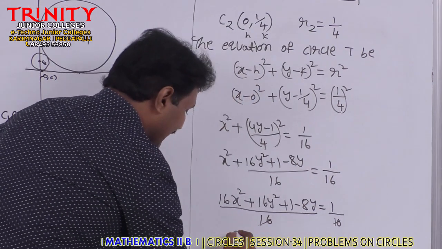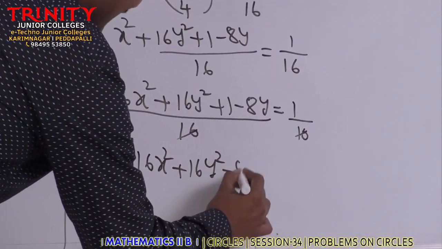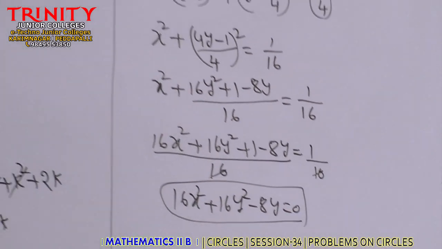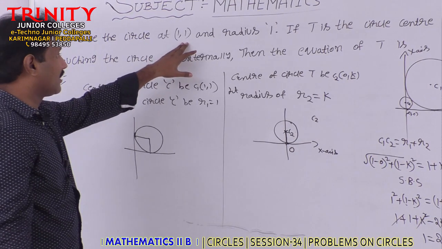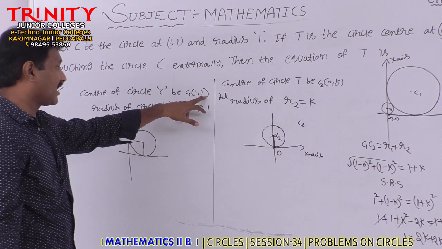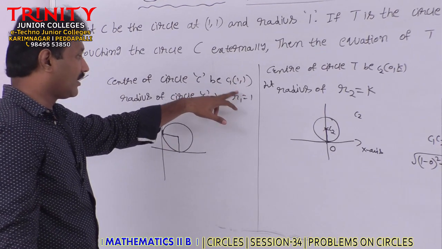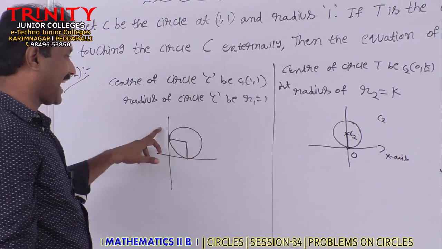Cancel. Next step, 16x² + 16y² − 8y = 0. This is the equation of the required circle. Here, let C be the circle with center (1, 1) and radius 1. Here, the center's x-coordinate and y-coordinate are equal, and the radius is also equal. Therefore, the first circle C touches both coordinate axes.